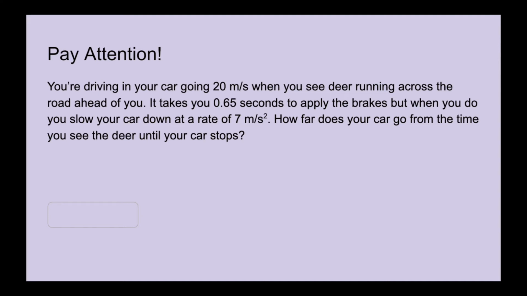You're driving in your car going 20 meters per second when you see a deer running across the road ahead of you. It takes you 0.65 seconds to apply the brakes, but when you do, you slow your car down at a rate of 7 meters per second squared. How far does your car go from the time you see the deer until your car stops?